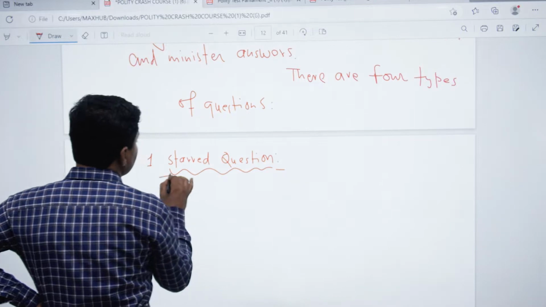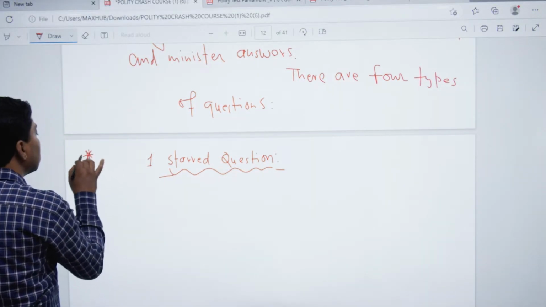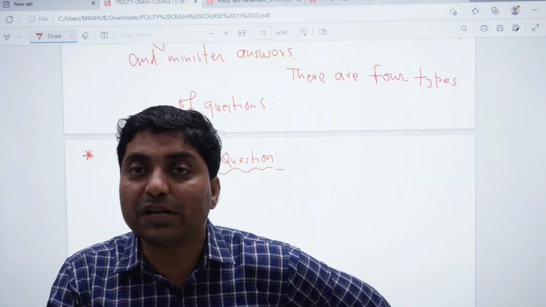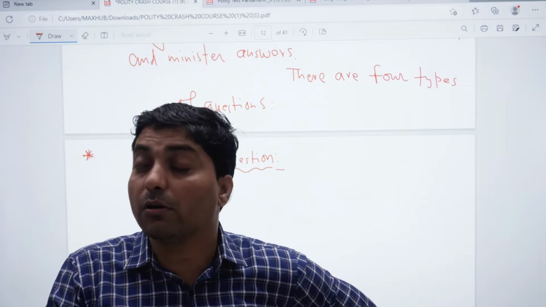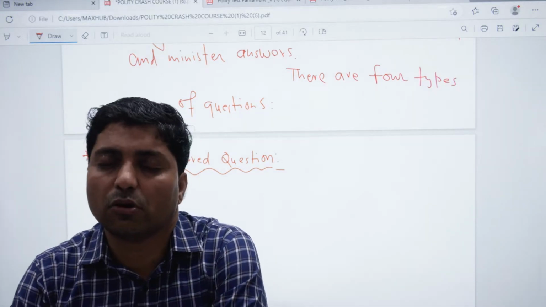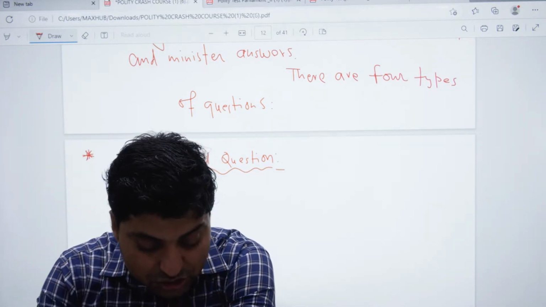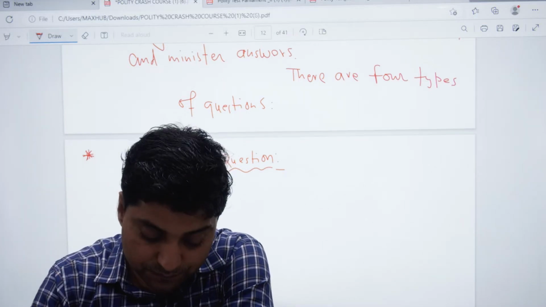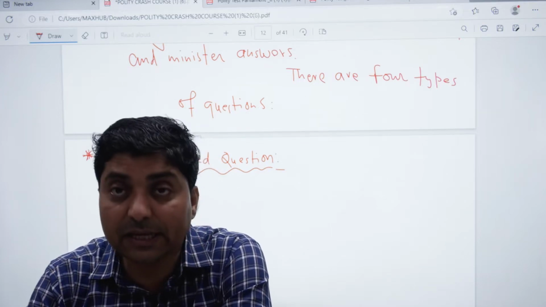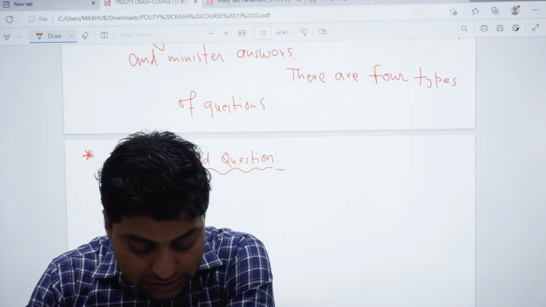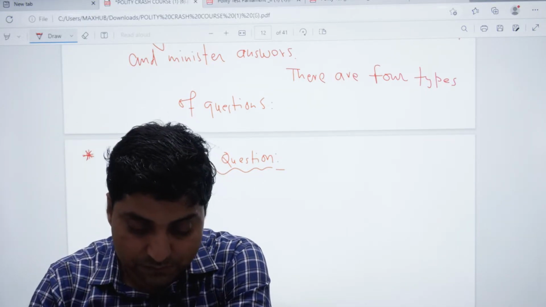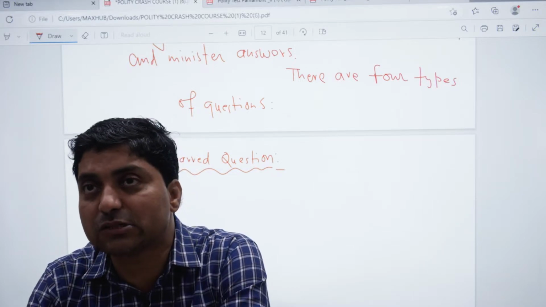Generally, this is a simple question but you have to put a star mark. That is called a starred question. When an MP puts a star on the question, the starred question requires an oral answer, and hence a supplementary question can be followed. And let me tell you, the MP has to submit this question before 15 days.